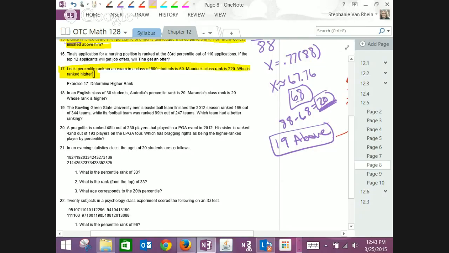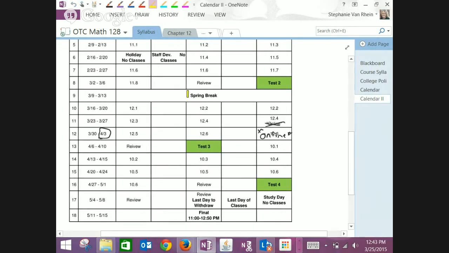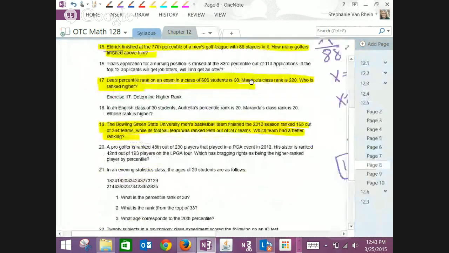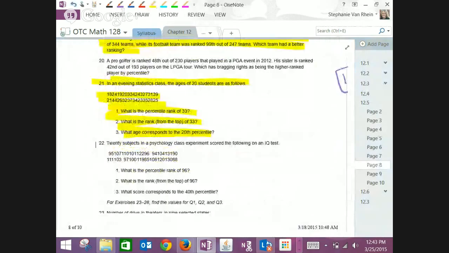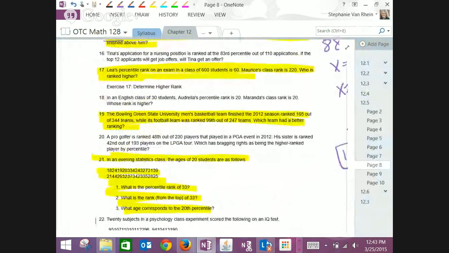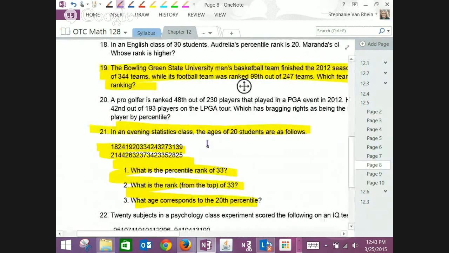17 is like what we did with Miguel. It's going to be the same approach. On 21, all of them were set numbers. When I print this to OneNote, it doesn't register the tables, so this is just in your book. It says 18, 24, 19, 20. It's clear to read that.